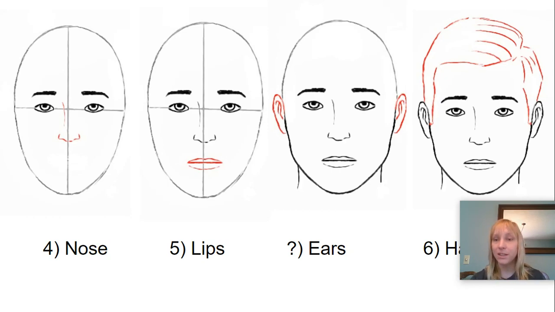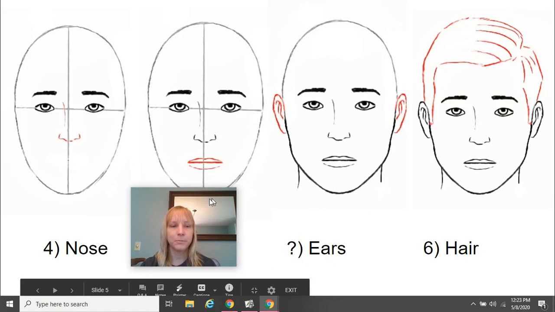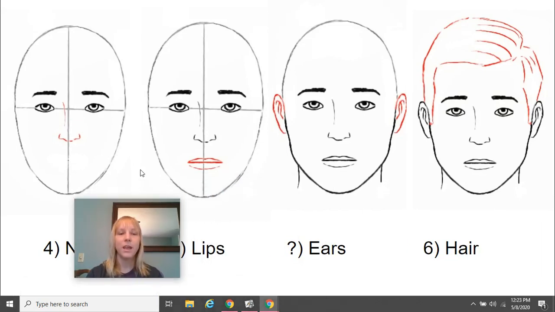Number 5, you're going to add the lips. Your lips go right between your nose and your chin, right in the middle there. And lips, most people's bottom lip is bigger. And on your top lip, you have this little part called a Cupid's bow. That's that little divot in your top lip where it kind of goes down like a triangle. All right, I put a question mark for the next step. Question mark, ears. And then step 6 is hair.